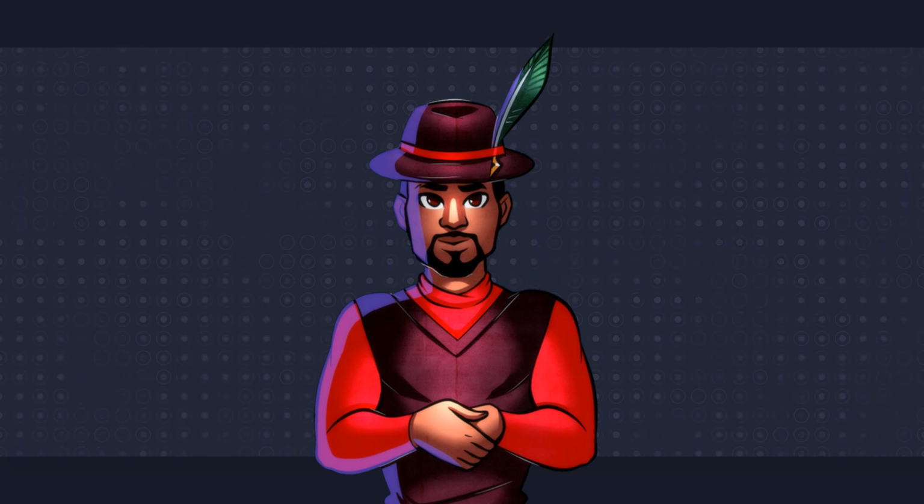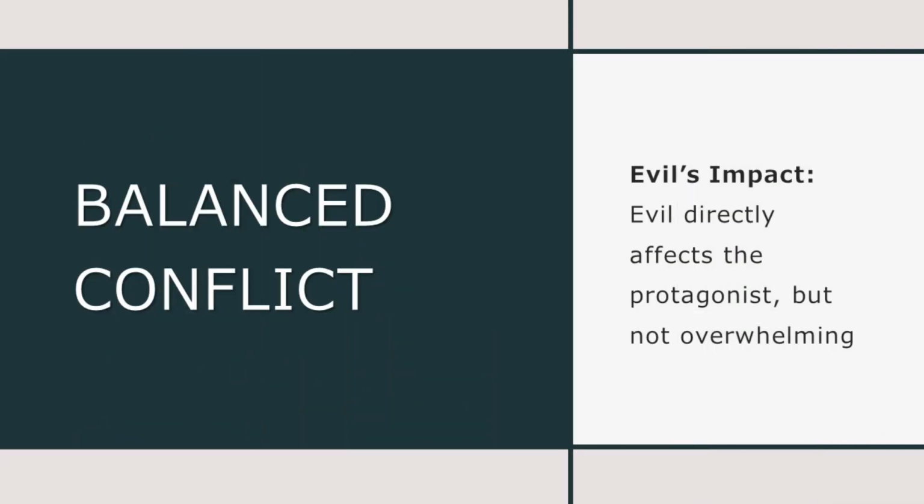As you can guess from the name, balanced conflict is the middle of the road example. In these, evil directly affects the protagonist and those close to them, causing significant but not overwhelming harm. Themes may include loss, struggle, and moral complexity, but there's still a balance of hope and resolution. These stories often explore deeper emotional and psychological impacts without becoming overwhelmingly dark.